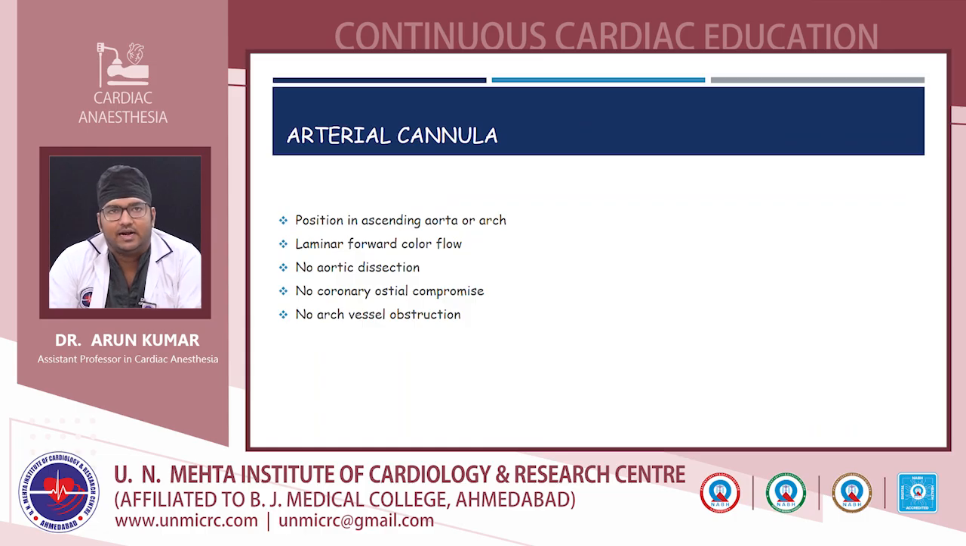So next, the arterial cannula. It can be positioned in the ascending aorta or arch. There should be laminar forward color flow. There should not be any aortic dissection. There should not be any coronary ostial compromise, and there should not be any arch vessel obstruction.